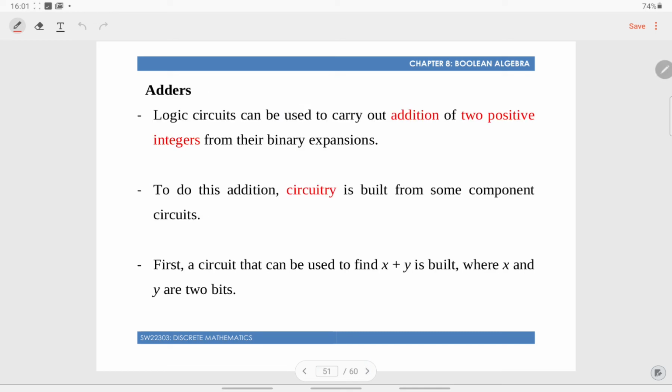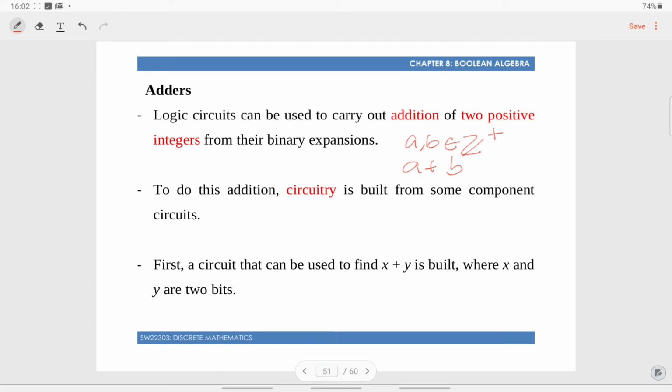Okay, the final topic is about adders. Logic circuits can be used to carry out addition of 2 positive integers. Say we have a and b. There are 2 positive integers, so we can use a circuit to carry out addition of a and b. To do this addition, circuitry is built from some component circuits.